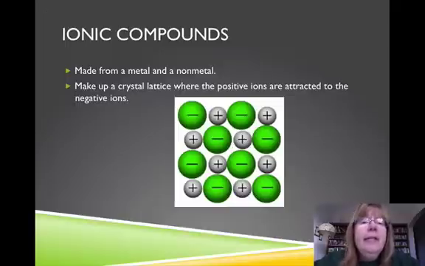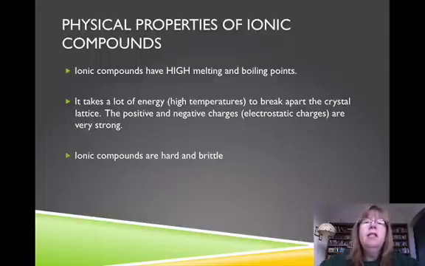So what happens is the metal has formed cations, or positively charged ions, and the nonmetal has formed anions, or negatively charged ions. And so this makes up a crystal lattice, and these positive ions are attracted to the negative ions. So it forms this nice organized crystal lattice that is held together by the fact that these opposite charges attract. So what are the physical properties of ionic compounds?